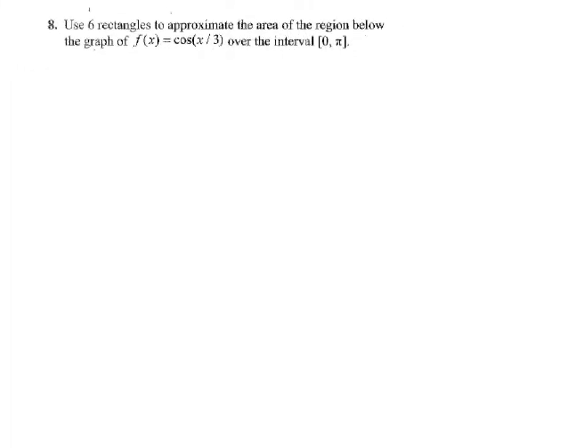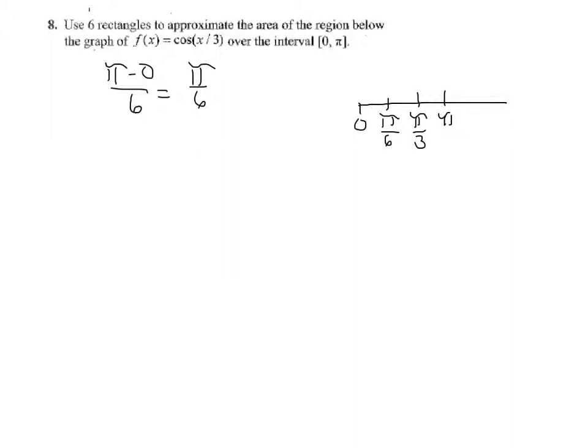Okay, so it says use 6 rectangles to approximate the area of the region below the graph of f of x equals cosine of x divided by 3 over the interval 0 to pi. See how it says use 6 rectangles? So we need to cut 0 to pi by 6: pi minus 0 divided by 6, so pi over 6. So we need to create a graph where you start at 0, pi over 6, pi over 3, pi over 2, 2 pi over 3, 5 pi over 6, pi.